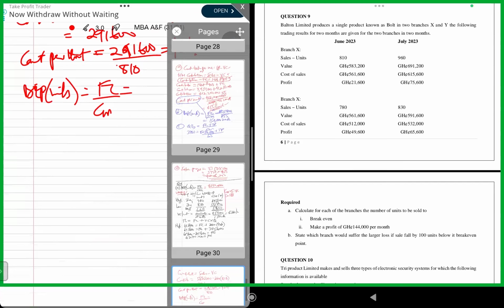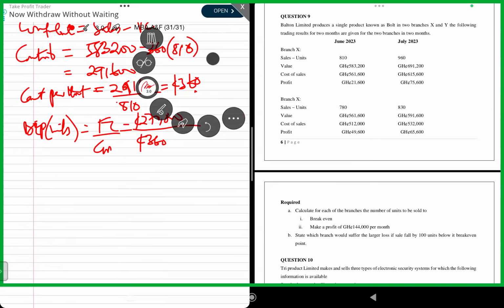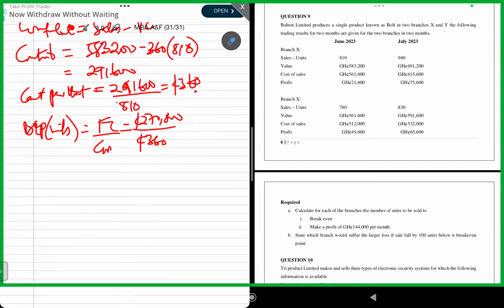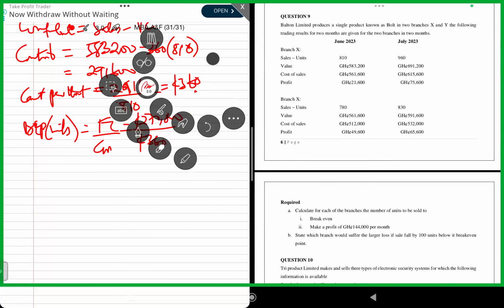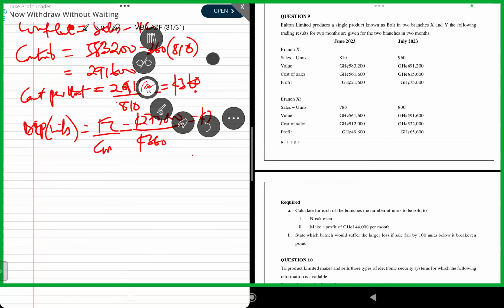Yeah. So we have here 270,000 cedis over 360 cedis. What do we have? 750. So that's 750 units. Sorry, not cedis, 750 units.